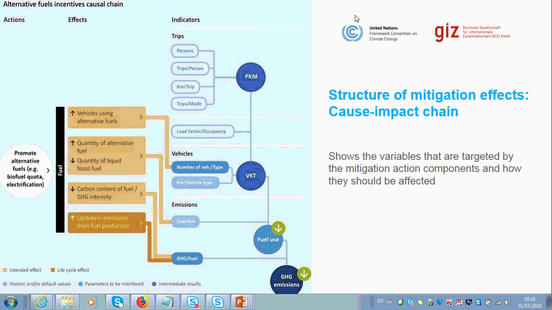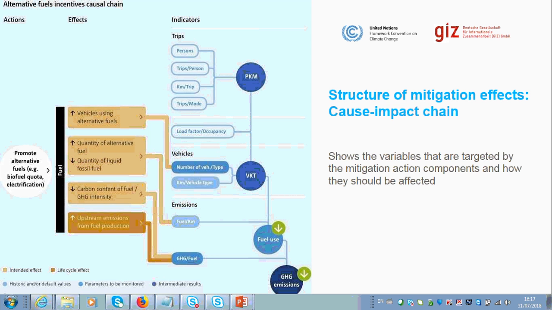However, we have to consider in that specific mitigation action that we have upstream emissions from fuel production. Fossil fuels, of course, also have upstream emissions from fuel production, but emissions from biofuels are quite relevant in that respect. They may increase when using alternative fuels, so we really have to account for them in that impact chain. So we basically look at the fuel use and the number of vehicles using these types of alternative fuels, and hence those indicators will also be the basis for all the methodologies to quantify the impacts. These are the key indicators to be monitored, or to be assessed here.